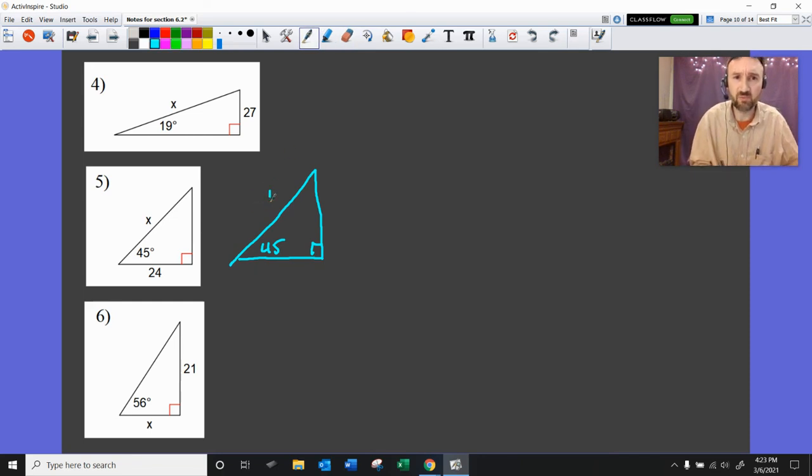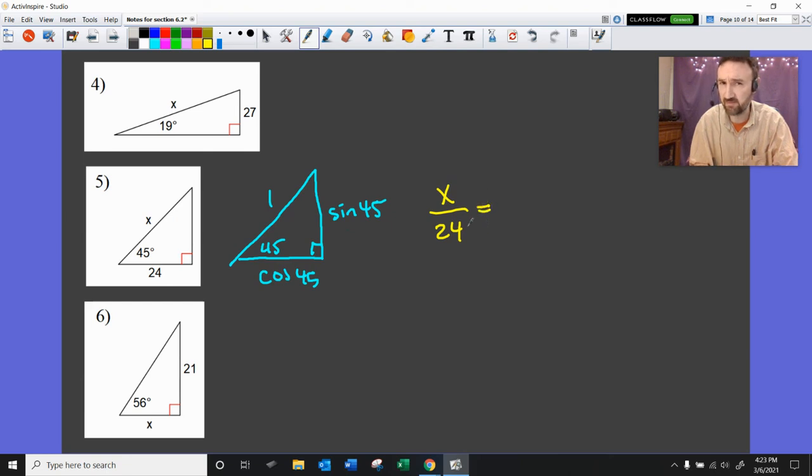The hypotenuse is 1, the adjacent side is cosine of 45 degrees, and the opposite side is sine of 45 degrees. Then we'd set up our trigonometric ratio like we did before, set up a proportion. So x over 24 in the original triangle would be equal to, now I have to be careful, x matches with 1. 1 on top, cosine of 45 degrees on the bottom.